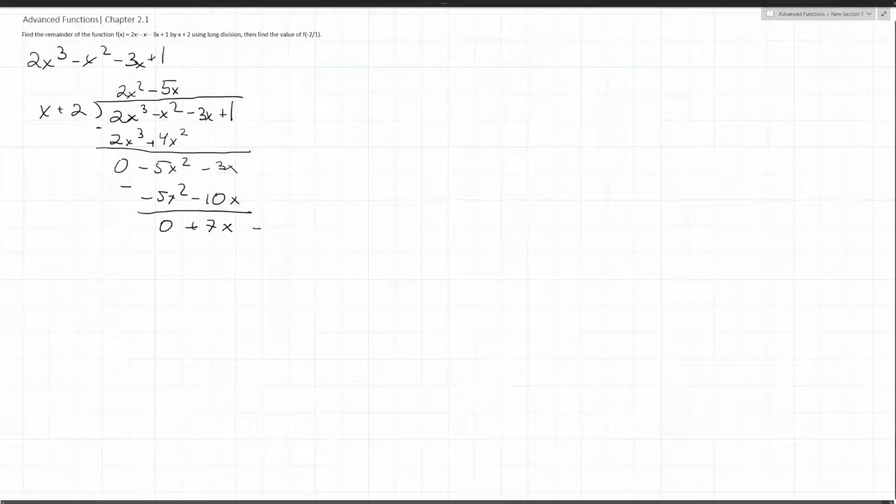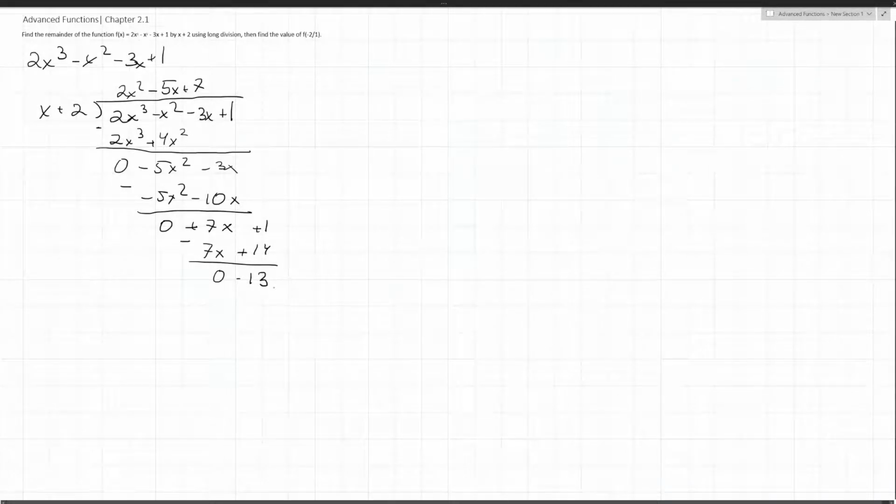Last we have our plus 1. So over here we'll have 7x divided by x, which is plus 7. So minus 7x, and then plus 7 times 2 is plus 14. So what we get is 0 minus 13.